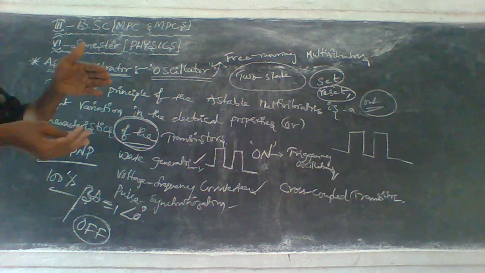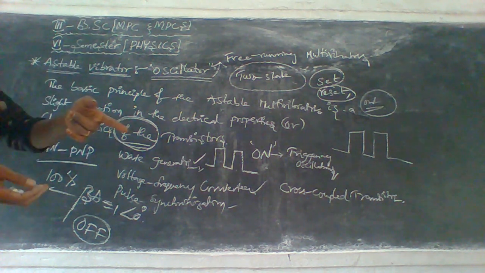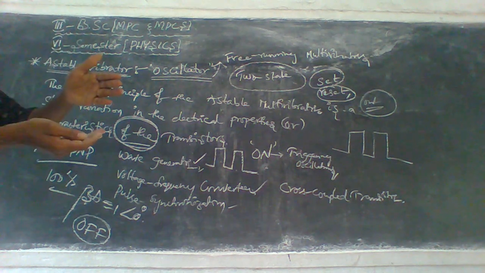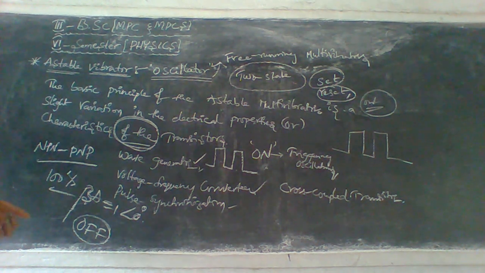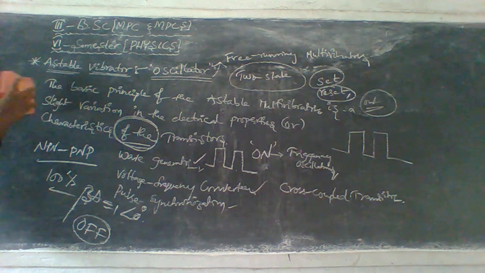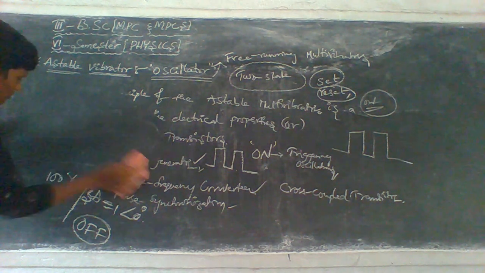Conduction is transferred from one stage to the other by the discharging action of a capacitor through a resistor, as shown in this figure. So you can draw a basic diagram of an astable multivibrator. We will discuss that.